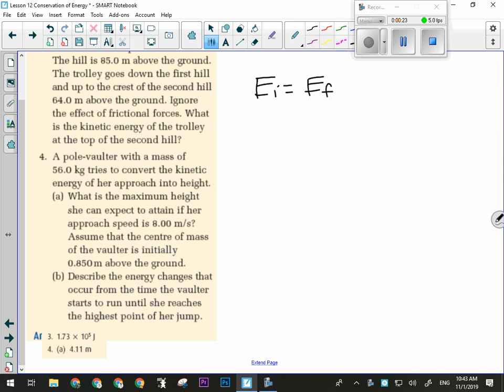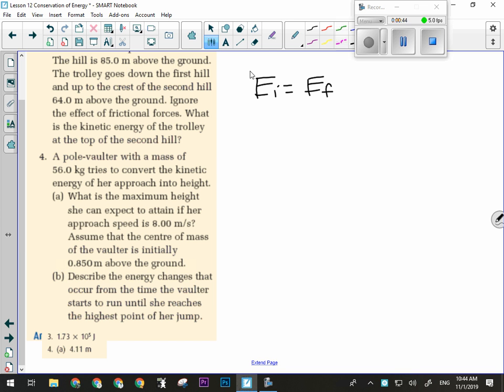Kinetic. She's on the ground still, so she has only kinetic energy. When we're looking at the final, she's going over the bar. She's at her maximum height. We're going to assume she's thrown perfectly vertically up in the air. So at her maximum height, her velocity would be 0. So all of her energy is then potential.